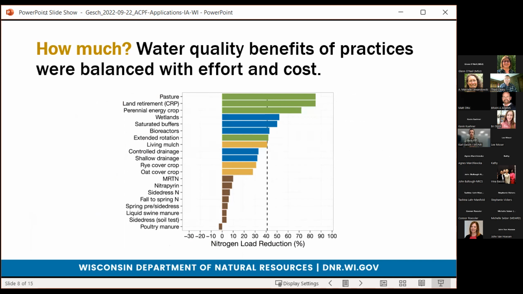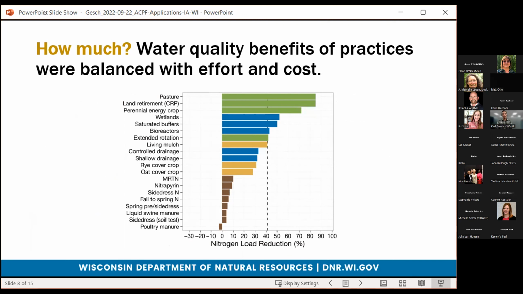Second question, what level of implementation might be needed to meet those goals? So I mentioned Iowa's nutrient reduction strategy has a science assessment. Included in that science assessment is a quantification of, on average, how those various conservation practices are expected to perform in terms of nitrogen and phosphorus load reductions.